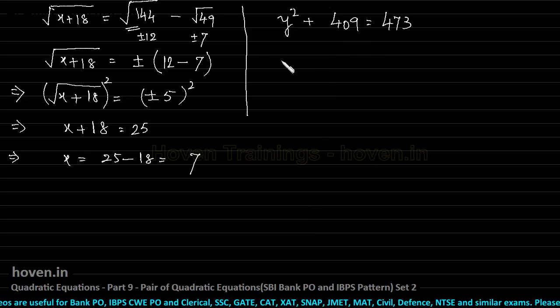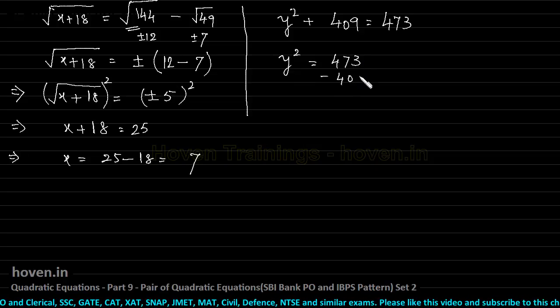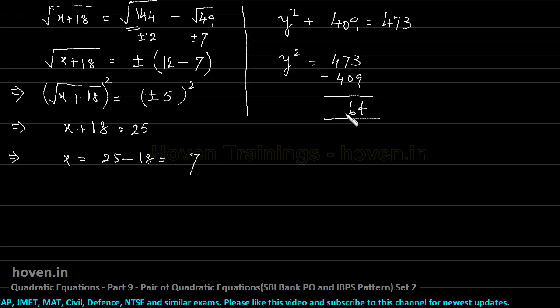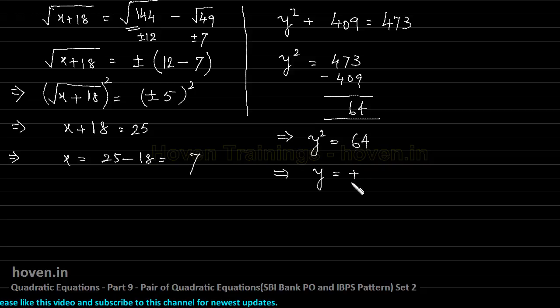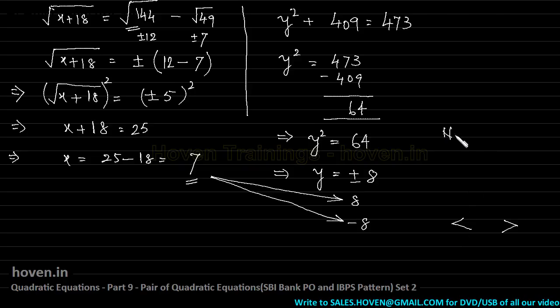Now let us attend to this side. This is y square equal to 473 minus 409. So what is it? 13 minus 9 is 4, 64, which implies y square is equal to 64, which implies y is equal to plus minus 8. Now there is no relation between these because y is having values of 8 and minus 8. When 7 is compared to 8, we get less than sign, but when 7 is compared to minus 8, we get more than sign. So nothing is conclusively possible. So we write no relation exists.